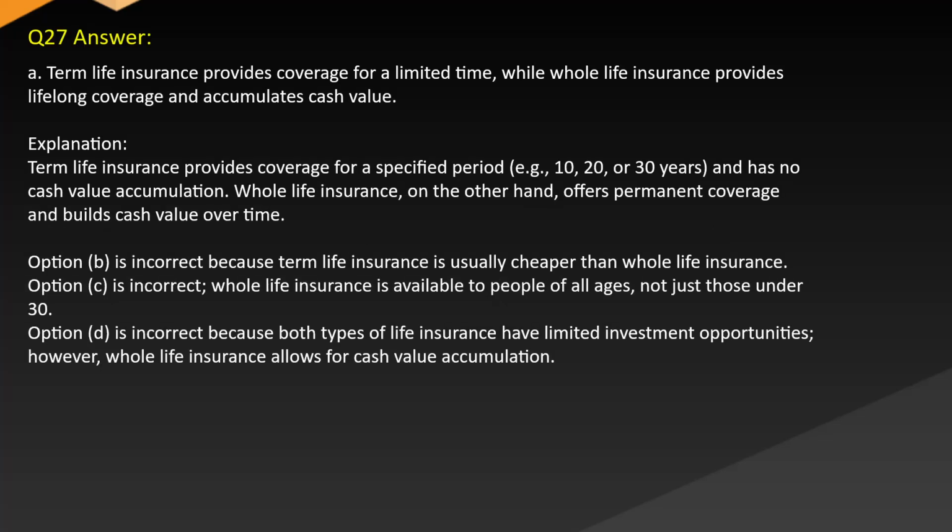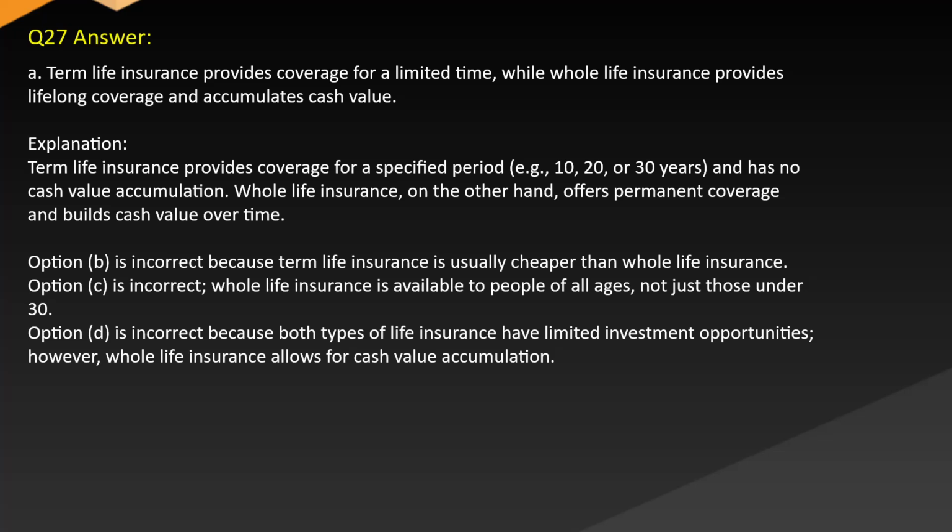Answer A. Term life insurance provides coverage for a limited time, while whole life insurance provides lifelong coverage and accumulates cash value. Explanation. Term life insurance provides coverage for a specified period, e.g., 10, 20, or 30 years, and has no cash value accumulation. Whole life insurance, on the other hand, offers permanent coverage and builds cash value over time.